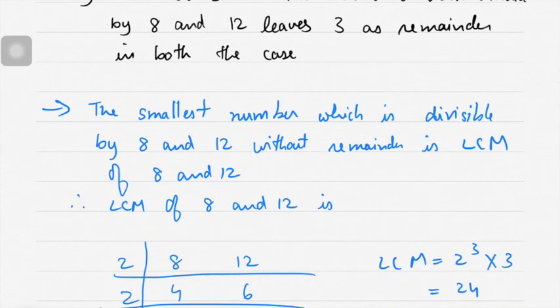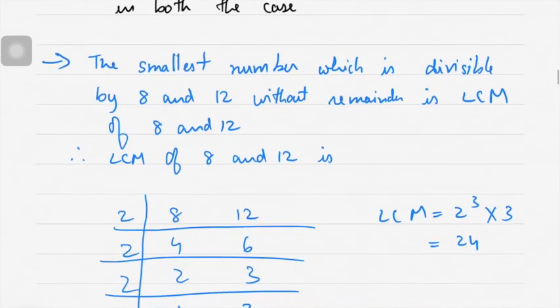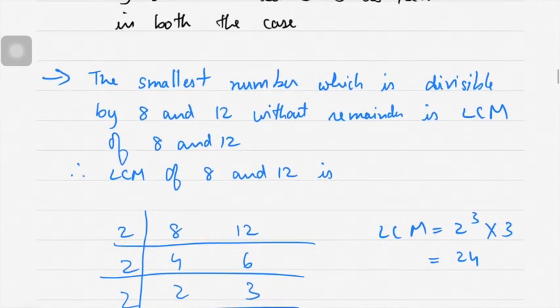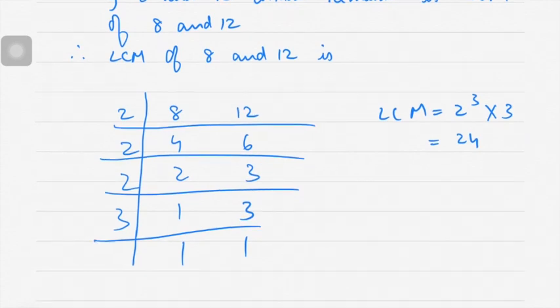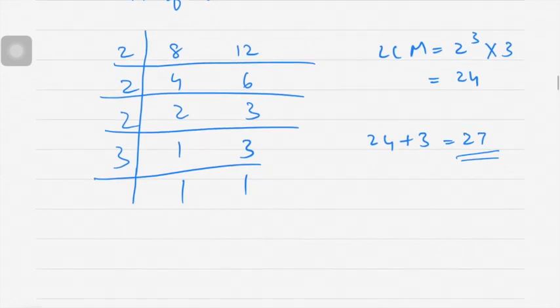What is asked? Find the smallest number which when divided by 8 and 12 leaves 3 as remainder. Okay, 24 is the number which leaves 0 as remainder. Correct? So, in that case, what you will do? You will add 3 to 24. So, 24 plus 3 is 27. So, 27 is the number. 27 is the answer. Let's check it.